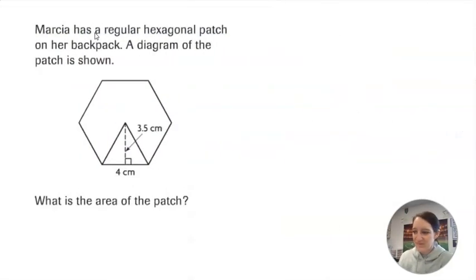Feeling good? Okay. Let's do one more. Marcia has a regular hexagonal patch on her backpack. A diagram of the patch is shown. What is the area of the patch?